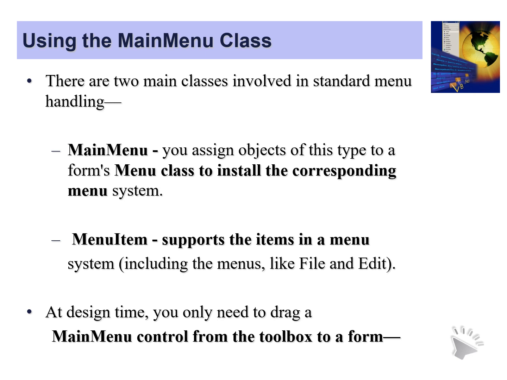There are two main classes involved in standard menu handling. The MainMenu class: you can assign objects of this type to a form's Menu property to install the corresponding menu system. And the MenuItem class, which supports the main items in the menu system, which includes menus like File and Edit. At design time, you only need to drag the MainMenu control from the toolbox to a form.